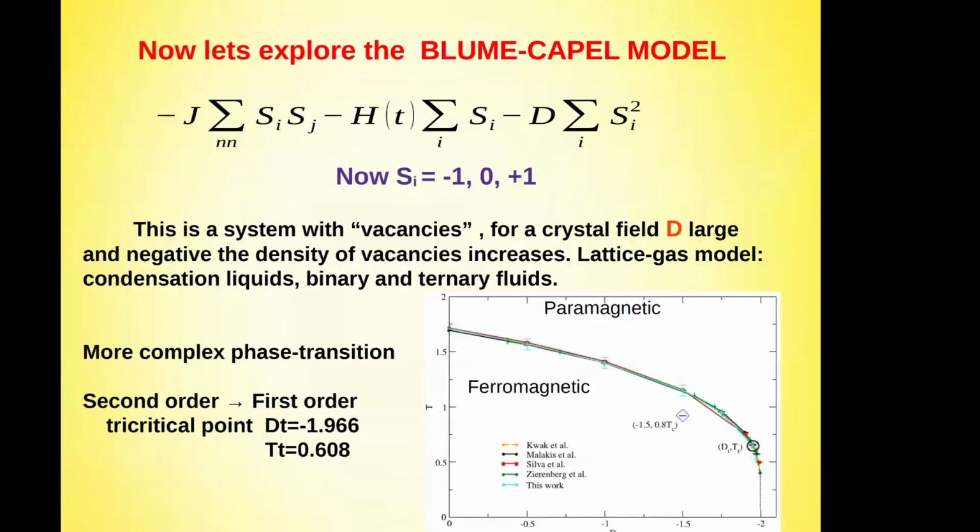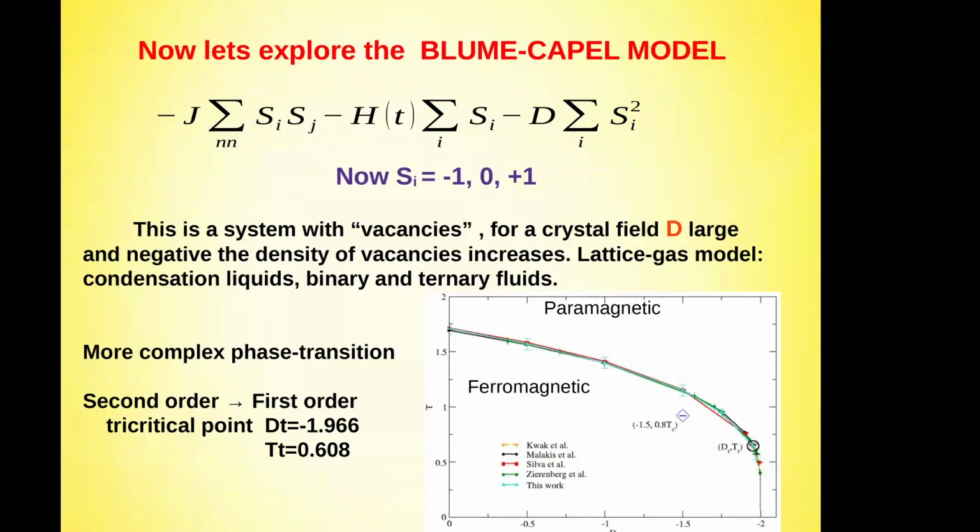Here I will show you, and now we say, okay, that's the Ising model. What happened with other models, like for example, the Blume-Capel model? I remind you that this is the basic Hamiltonian for the Blume-Capel model. In the Blume-Capel model, now the spins can take values plus 1, minus 1, and 0. So this is a much more interesting model because you can simulate systems with vacancies. This model has been used as a lattice gas model to explain condensation in liquid, binary and ternary fluids. Notice that now you have this term where D is the crystal field.